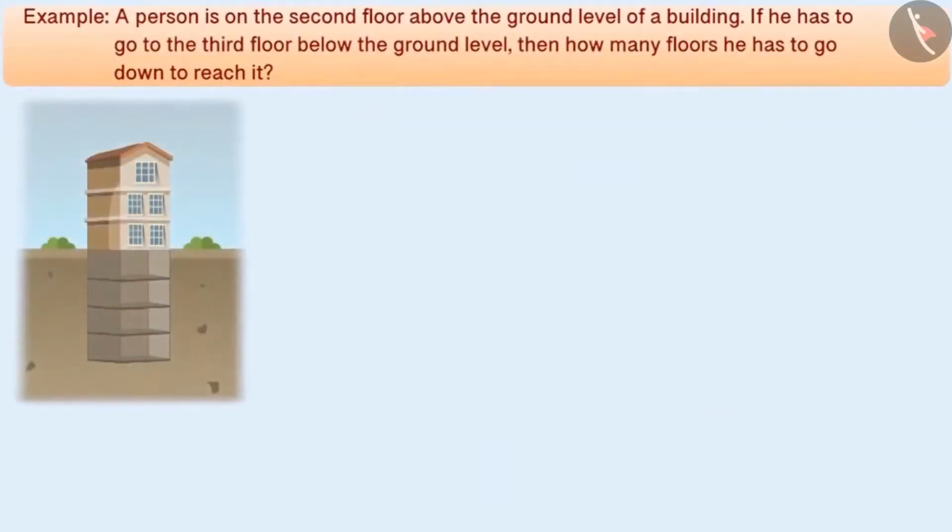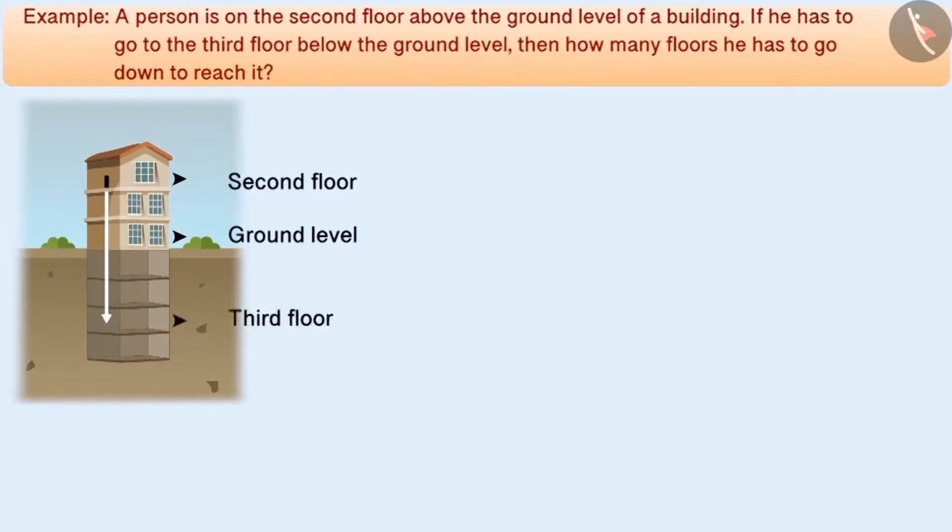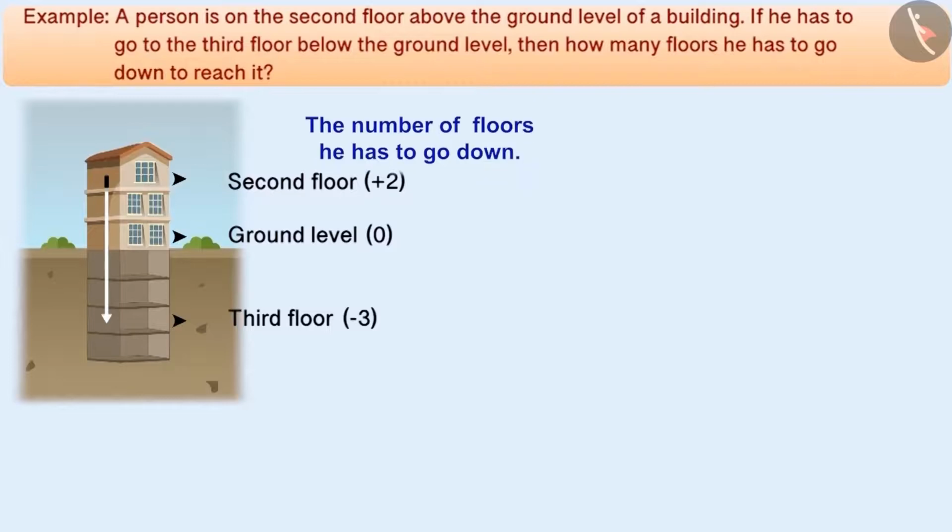Next example. A person is on the second floor, above the ground level of a building. If he has to go to the third floor below the ground level, then how many floors does he have to go down to reach it? If we consider the ground level as 0, then the second floor above the ground level will be represented as +2, and the third floor below the ground level will be represented as -3. To find out the number of floors he has to go down, we have to subtract his current position, which is +2, from his new position, which is -3.